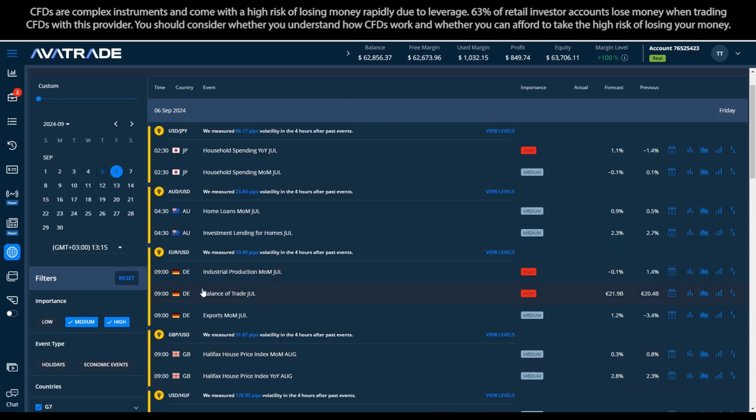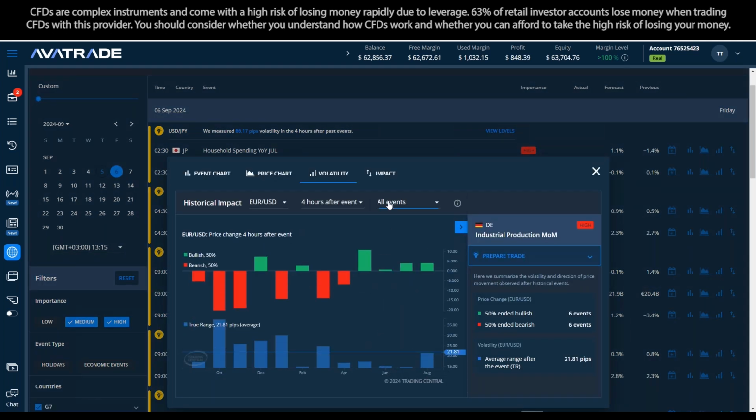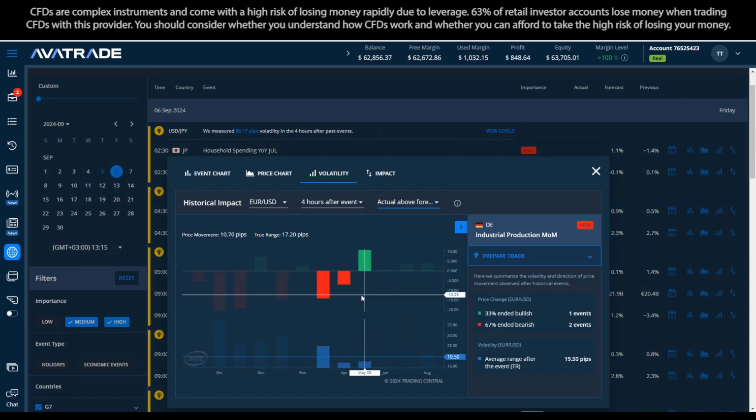Industrial production out of Germany. It's a high-level announcement. If this comes in above forecast, it drops 2/3 of the time, okay? Equal distances, though. It went up just as much as it went down, but 2 times it dropped, 1 time up.